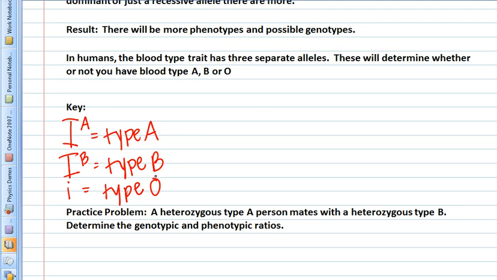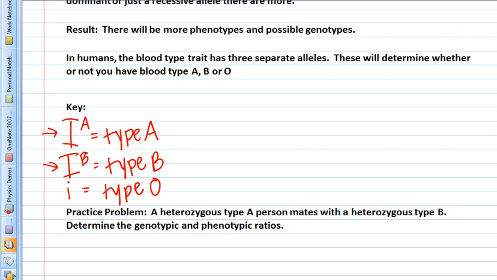The reason why I used I superscript A, I superscript B, and little i is so that the I's show us that we are using the exact same trait for all of these. The uppercase I's here and here show that A and B are dominant over O. The fact that both the A and the B are capitalized is going to show us that these are codominant with each other. And if we have a heterozygous form of that, we would end up with type AB blood.